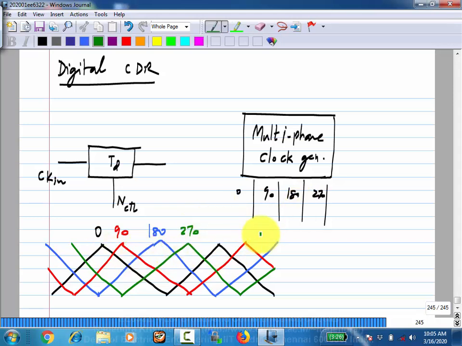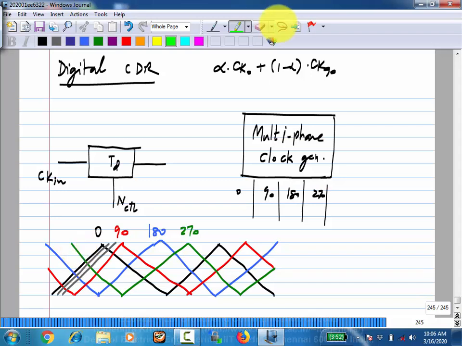Then you can generate a lot of intermediate waveforms by weighted addition. If you take, let's say, alpha times ck0 plus 1 minus alpha times ck90, what happens is you can get edges between 0 and 90 degrees depending on what alpha is. If alpha is 0, you get ck90. If alpha is 1, you will get ck0. And as you change alpha from 0 to 1, you will get all the edges in the middle. Now, if these are exactly triangular waves, then as you step alpha, there will be a linear change in the time shift.